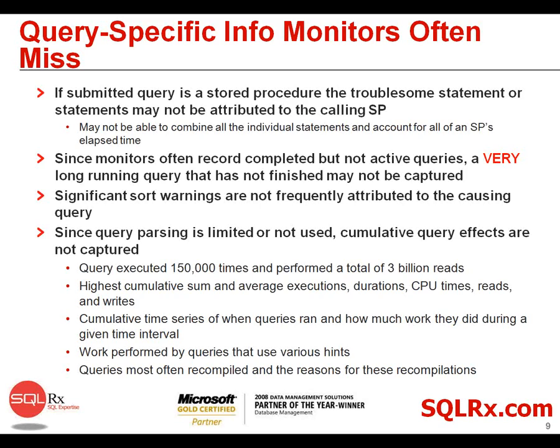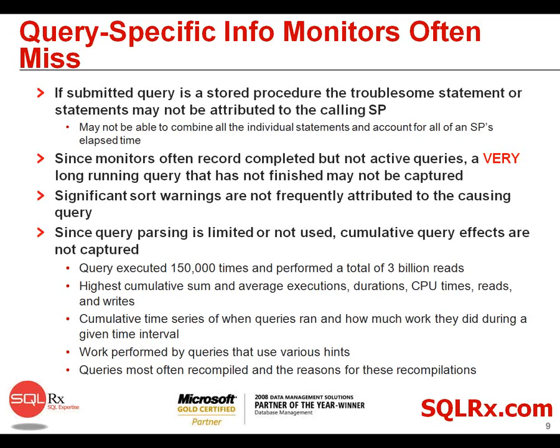Sort warnings, attributing those back to the queries that caused them. This is pretty uncommon to see, and it's something that can be very important. Which queries are the ones causing the hash warnings or the different kinds of serious sort warnings that say the sort is doing way too much work?